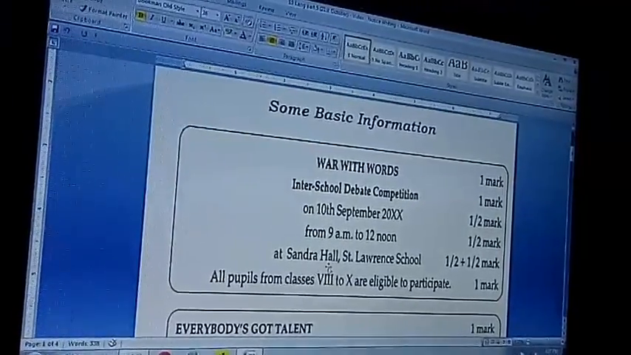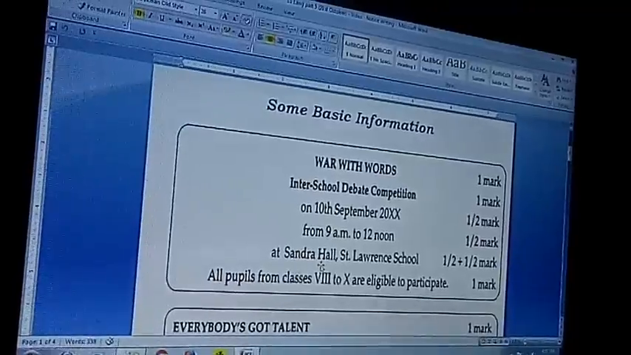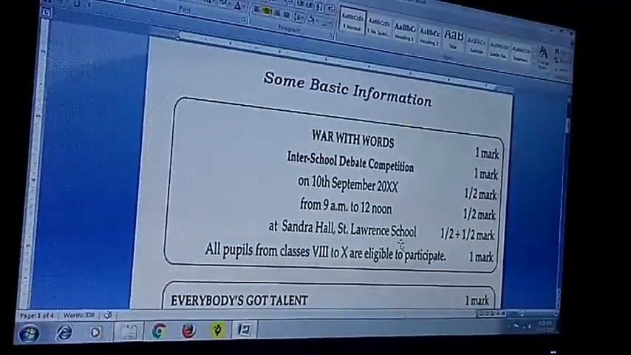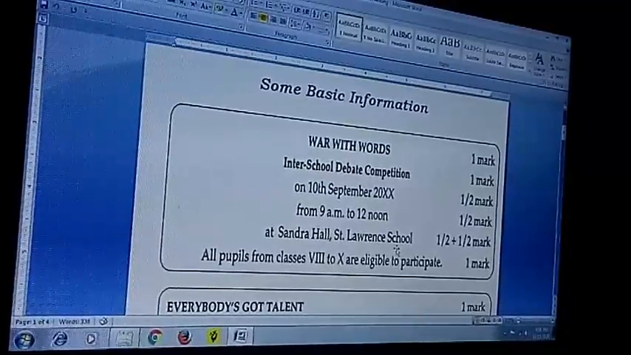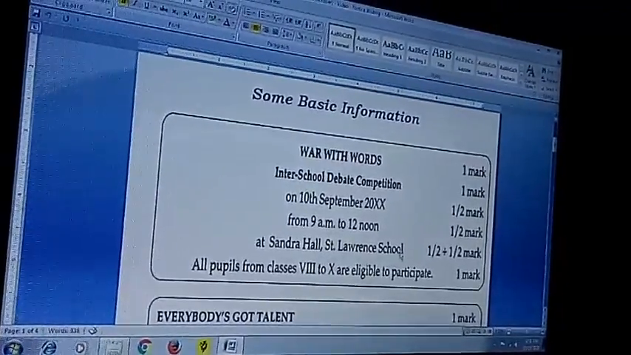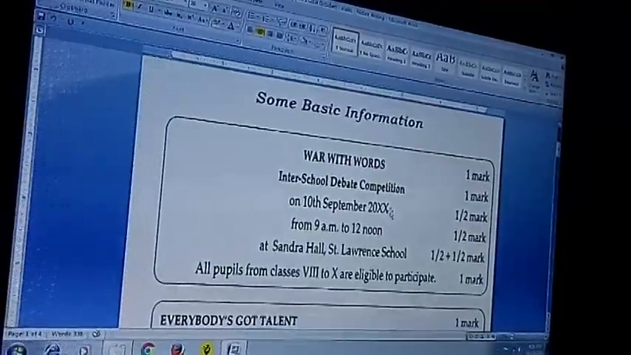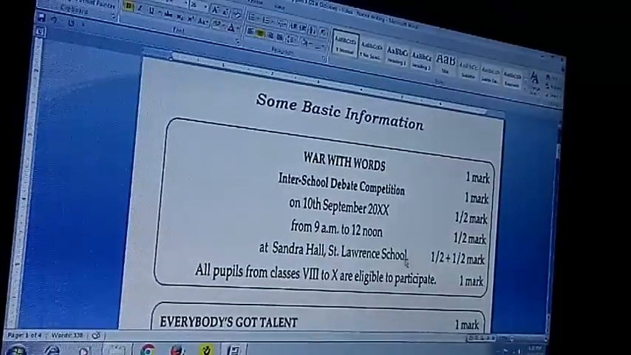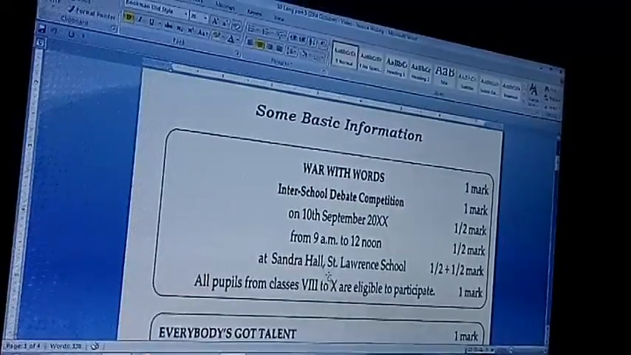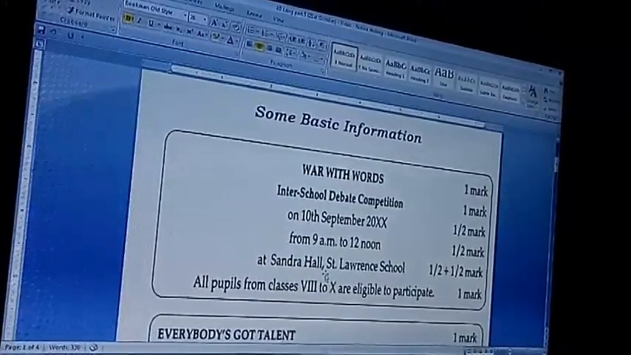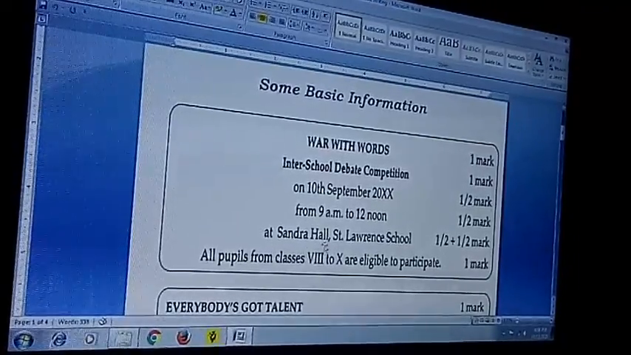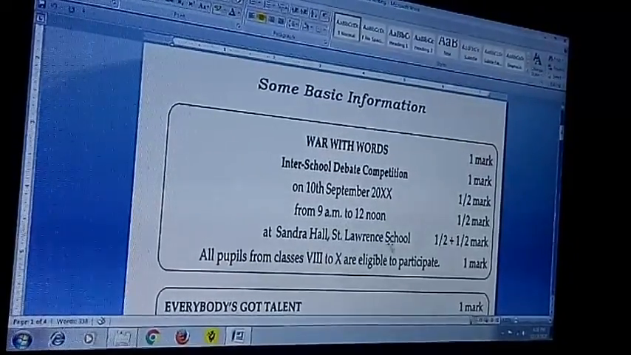At Sandra Hall, which is one of the halls of St. Lawrence School. Ours may be at McFarlane Hall, De Nobili School. See that? There is no dot, no comma at the end, but there is a comma in between. Why? Because this comma denotes that this particular hall is part of this school.